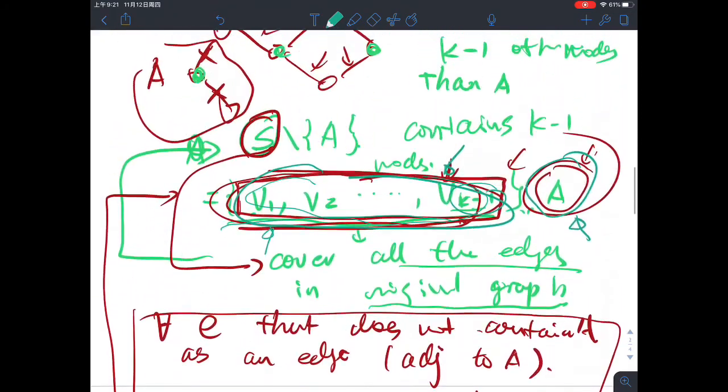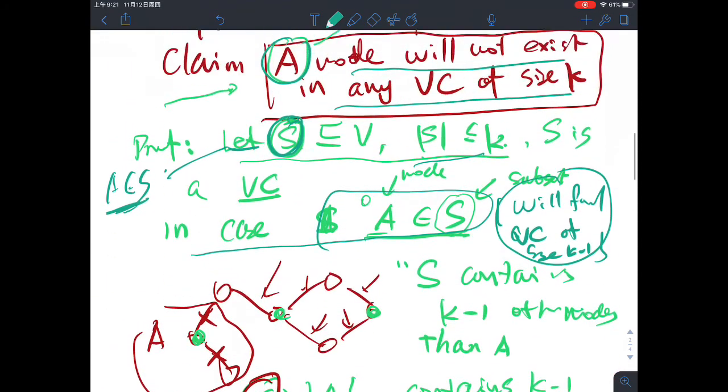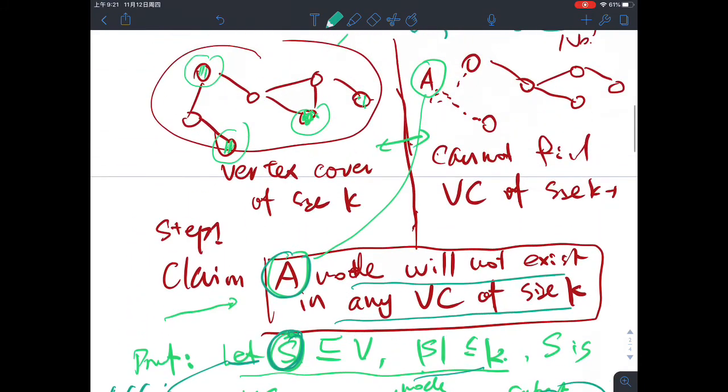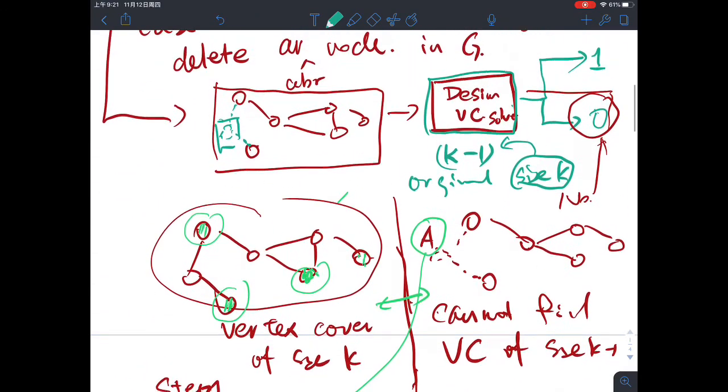So this is the logic, right? With this logic, we know that if the solver of the decision version of the vertex cover gives you a 0, then A is not in the set we are looking for, right?